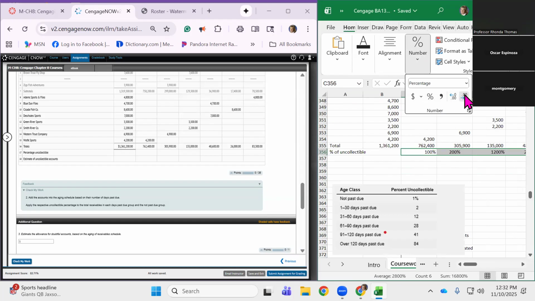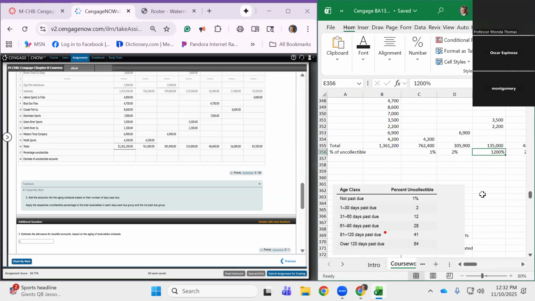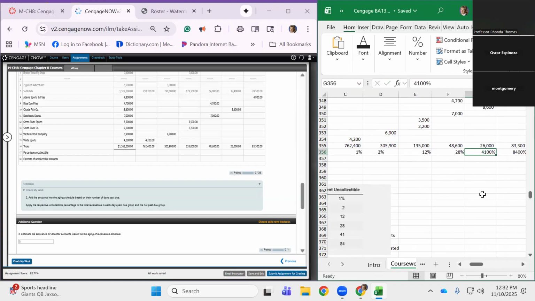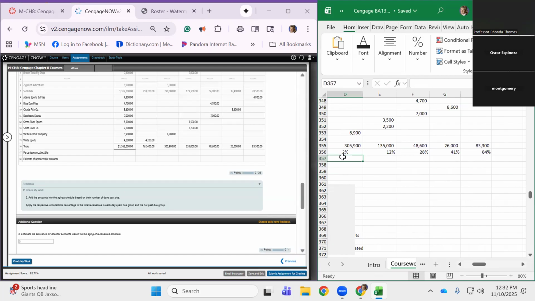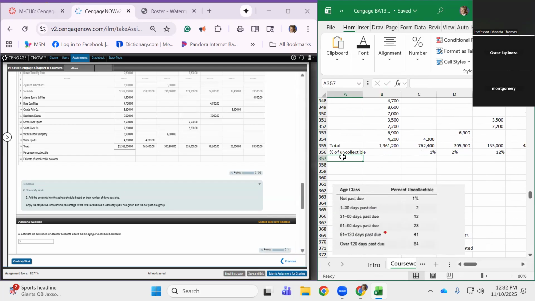Okay, so now I want to back it down. Nope. Okay, I've got to fill these in again. Sorry about that. When I change it to percentage, there we go, 28, 41, 84. Okay, so now we want to do the math. This is going to be the estimate of uncollectible, so this is what we want in our allowance balance. Allowance balance is what that's called.